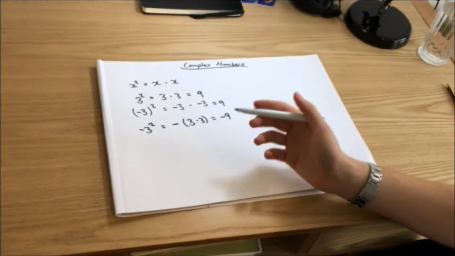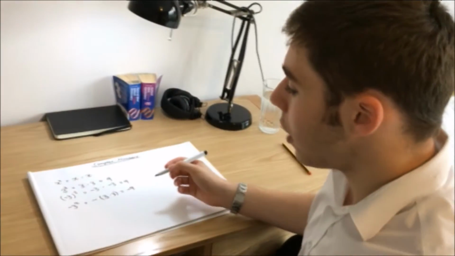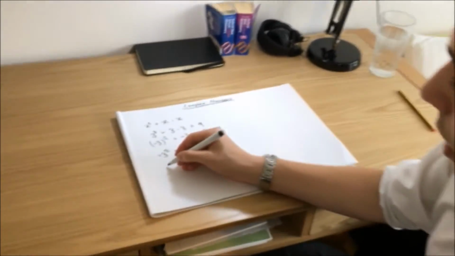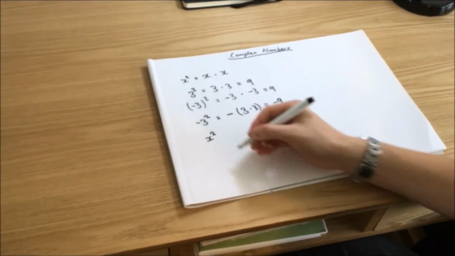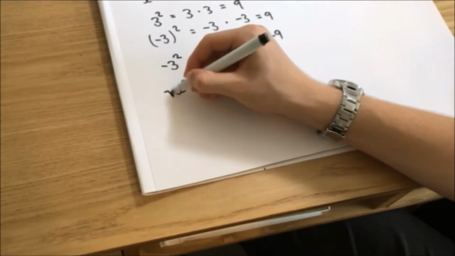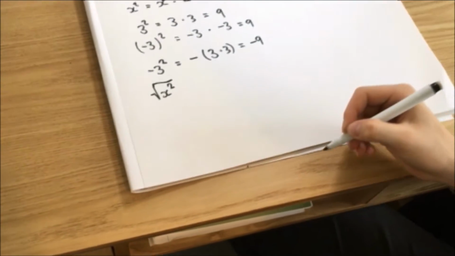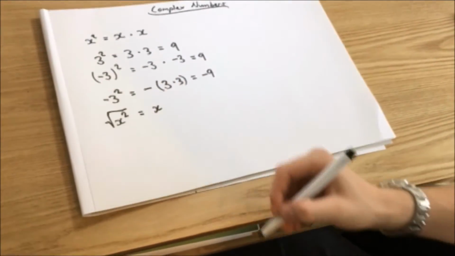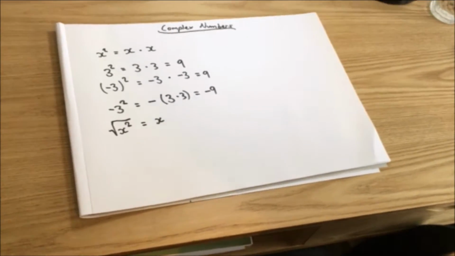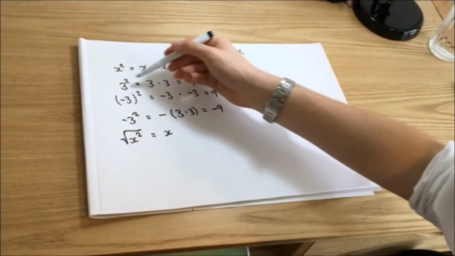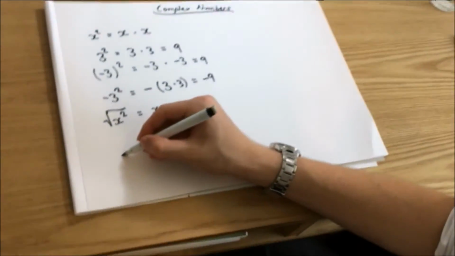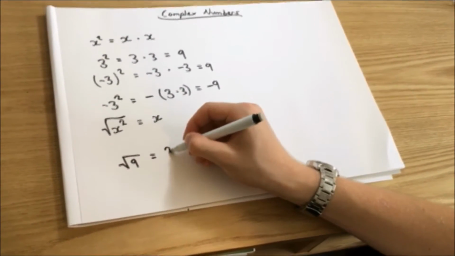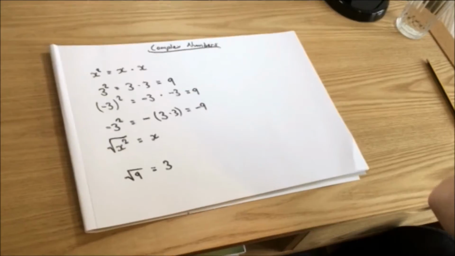So now we have square roots, which are sort of the inverse of squaring. So if we have x squared, the square root, which is written like that, the square root of x squared is going to be x. So for example, up here we know that 3 squared is 9. So if we have the square root of 9, that's going to be 3.